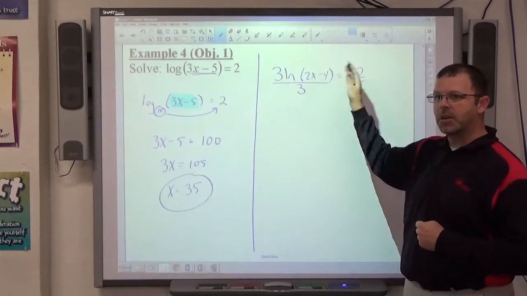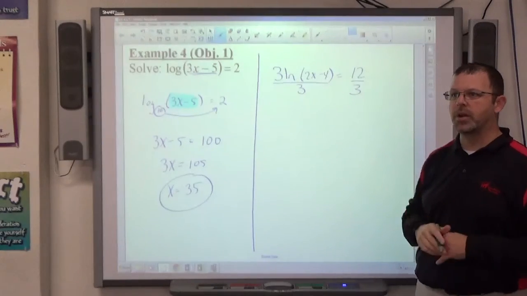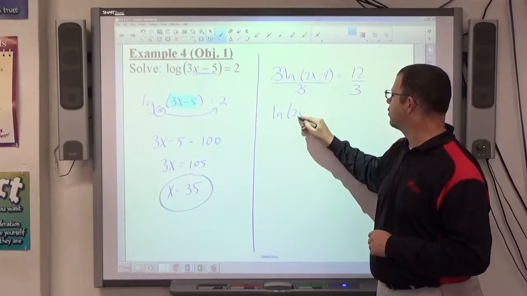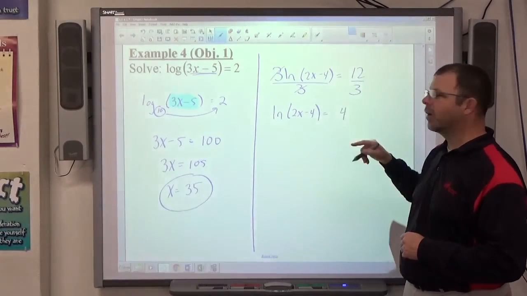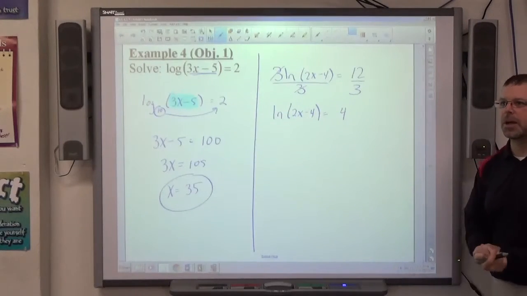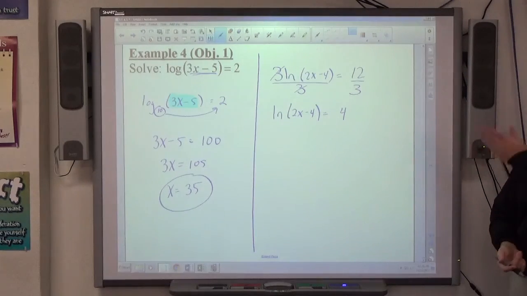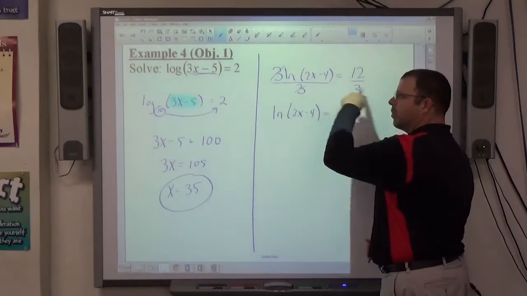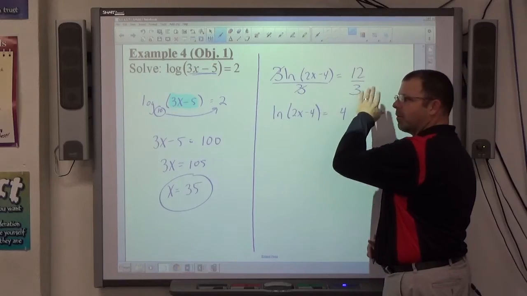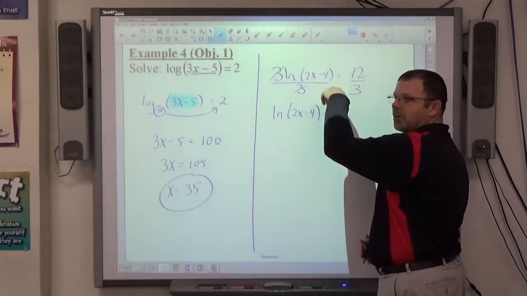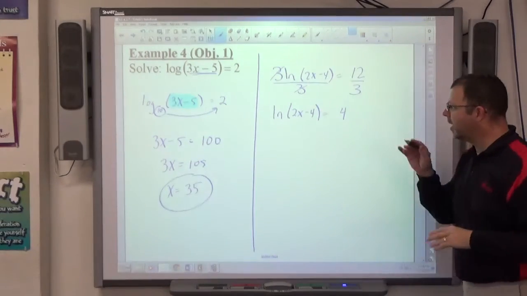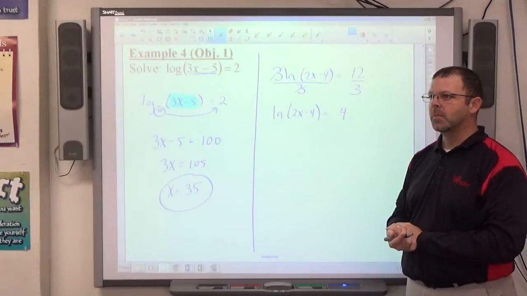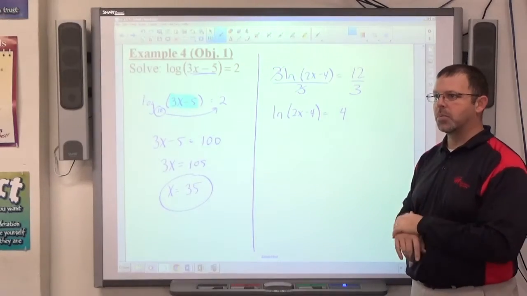Just basic algebra. We have an equation, we divide both sides by the same number, we create an equivalent equation. 3 divided by 3 cancels, leaving me with ln of 2x minus 4. 12 divided by 3 is equal to 4. Even if it didn't divide evenly, it's still better to do that than to make 2x minus 4 go to the third power. You're making things more difficult than it has to be. Even if this was 17, 17 divided by 3 is better than 2x minus 4 to the third power. So just keep that in mind. And then from that point, it works the same way. E to the 4th power equals that. You can go ahead and solve it. E to the 4th power, you can use a calculator to approximate that.